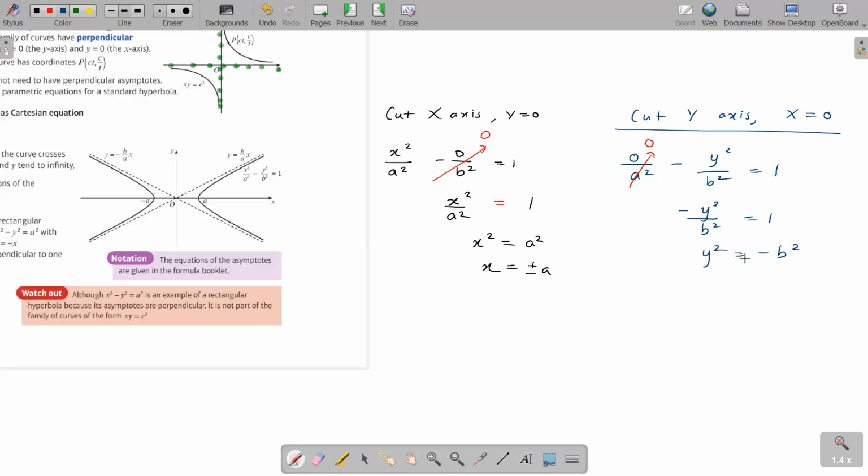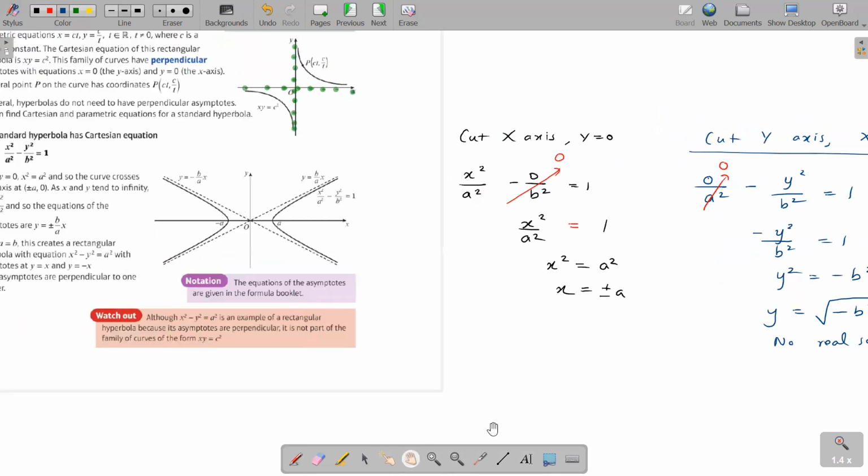So I get y equals the square root of minus b squared. Is it possible to get that root? We can get roots, but we don't get real roots. We get imaginary roots. So in the real sense, it doesn't cut. There are no real solutions, so basically it means it doesn't cut. So you can see how this diagram makes sense, right?